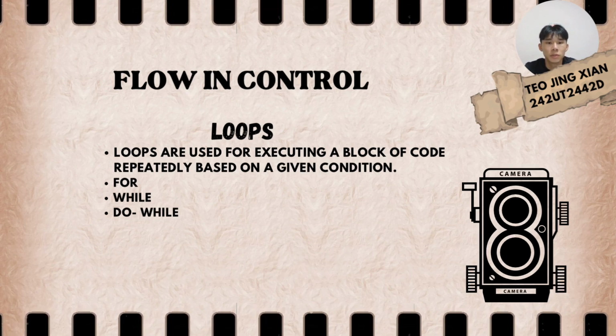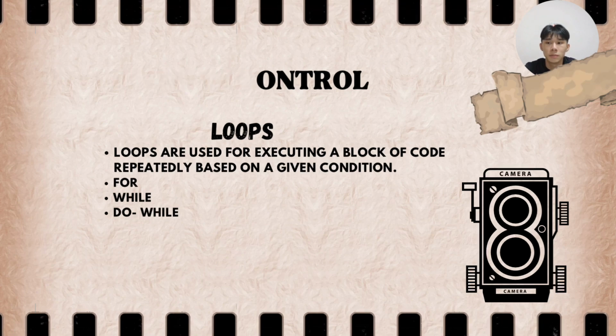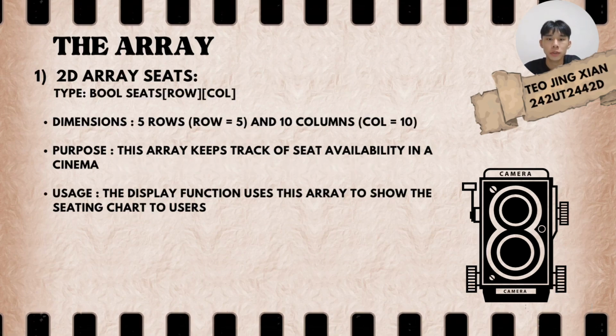So these control structures work together to handle decisions and repetition smoothly in the Cinema system. In this Cinema code, 3 key arrays play an important role in helping manage seat bookings and movie selections in a smooth and organized way. The first array is called seat, and it's a 2D array with 5 rows and 10 columns.